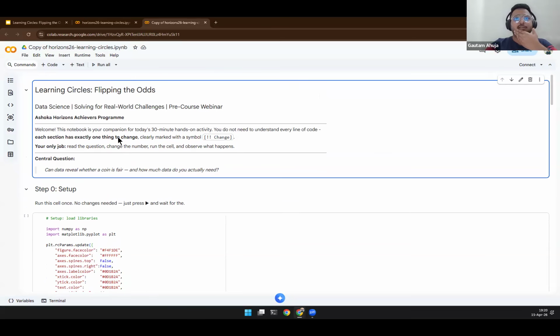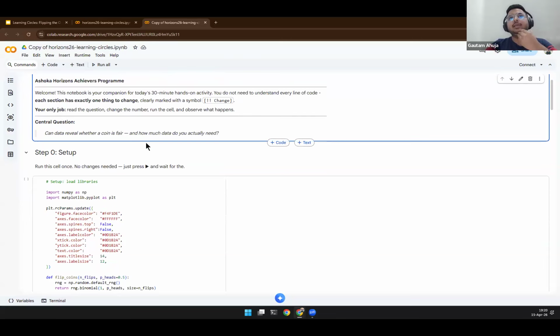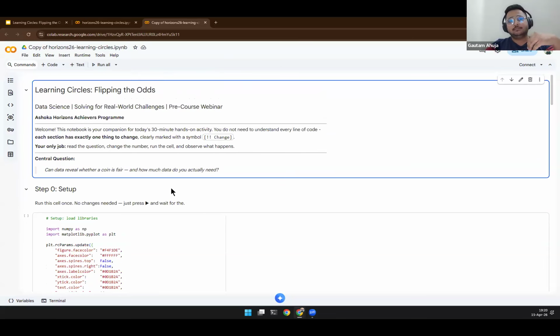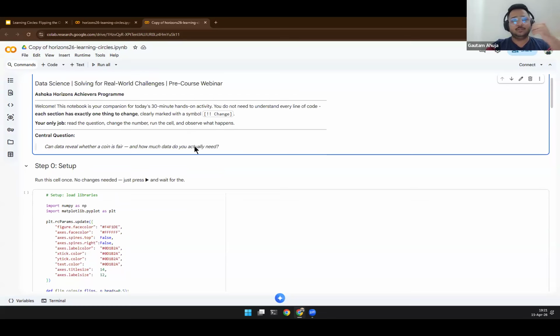This will again be a hands-on activity. In this notebook, I have some pre-written code, and there are cells in between where you will make changes. I have highlighted those with a double exclamation mark and a change keyword in brackets, so you'll clearly know where you need to change.